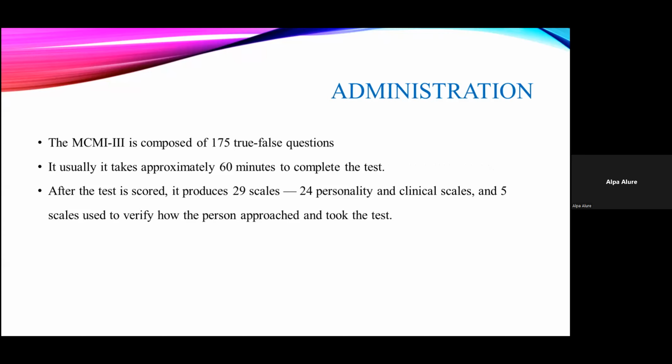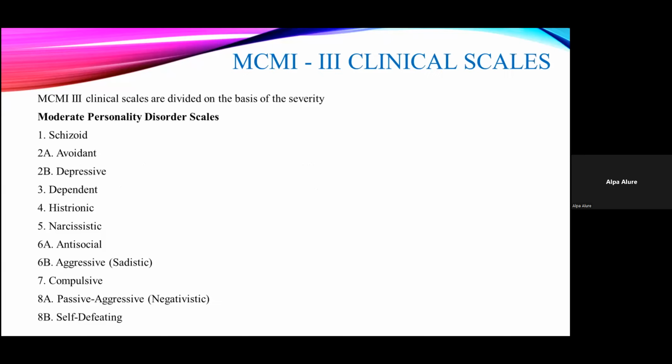And after the test is scored, it produces 29 scales. 24 are personality and clinical scales, and 5 are scales to verify how the person approached the test, so the test taking attitude of the person. The MCMI scales are divided on the basis of the severity.